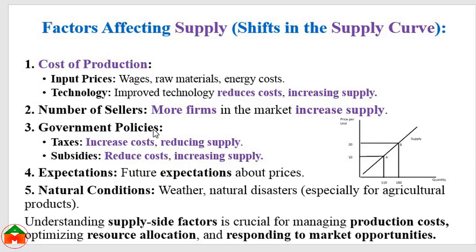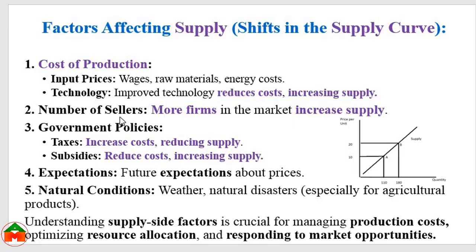Now we can see there are some other factors which affect the supply. As you can see, the cost of production can also create an impact on supply. If the cost of inputs, the wages, raw material, energy cost, increases, there will be a lower supply. On the other hand, if there is an increased cost of technology, there will be a lower supply. If there is a reduced cost of using the technology, then there will be an increased supply.